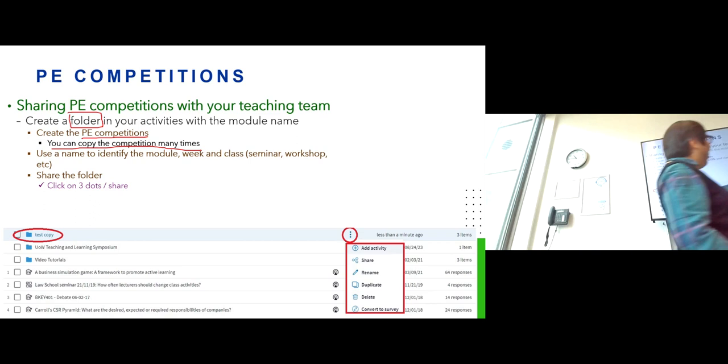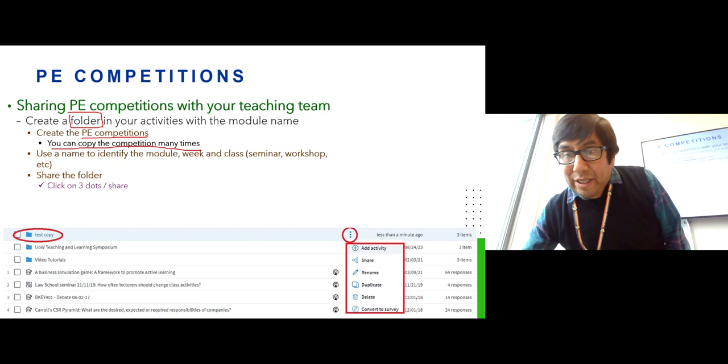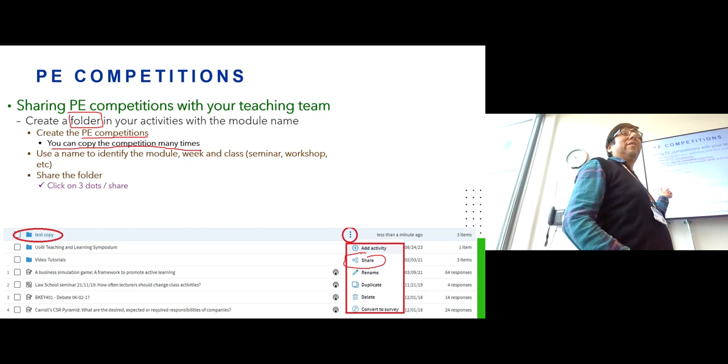I create my folder. I click on the 3 dots, and on the 3 dots I click share. So, here, when you click share, we are sharing the whole folder. In this folder, for example, I have this activity, and this activity.